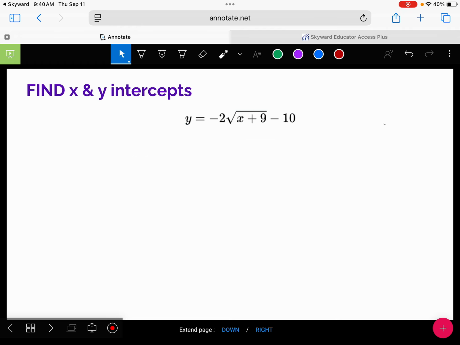We can do the same kind of thing with any kind of function. We're going to do one more. This will be our last one for today. It's square rooty, but we can do this. We've got y equals -2 square root of (x plus 9) minus 10.